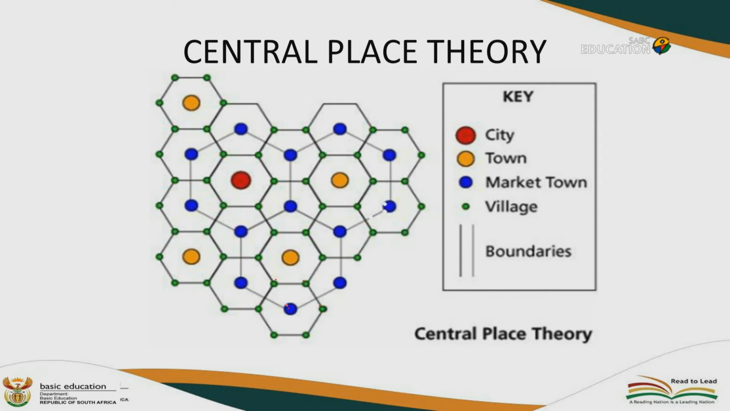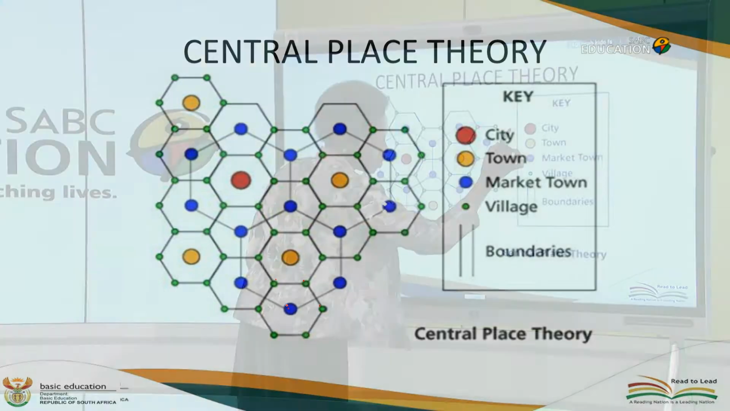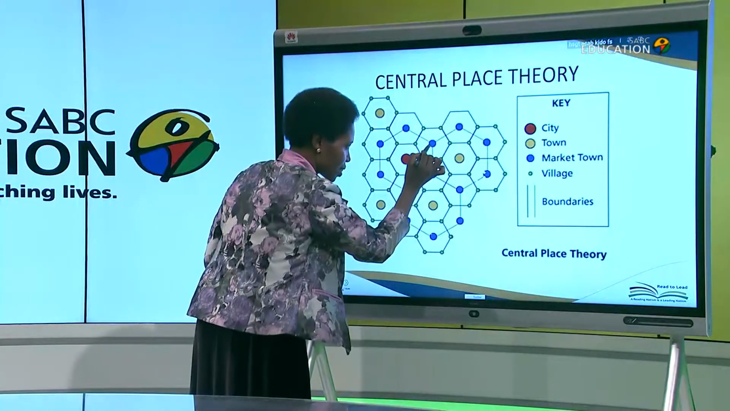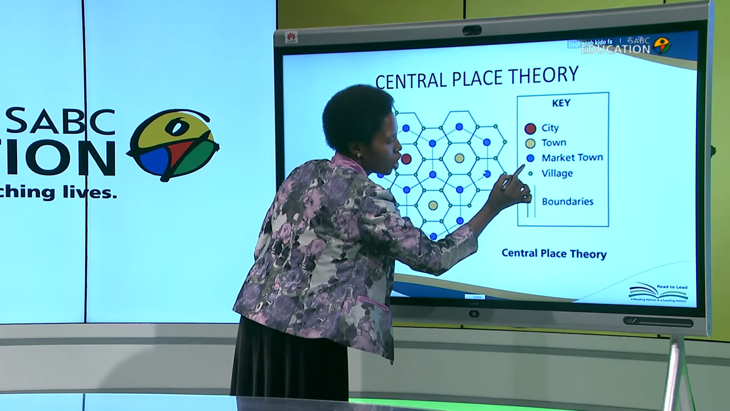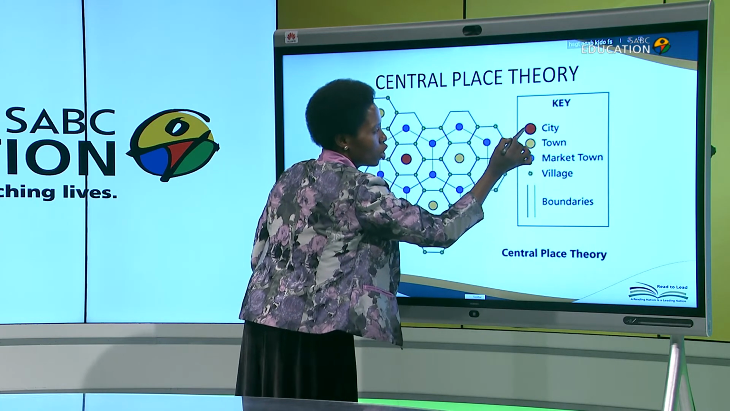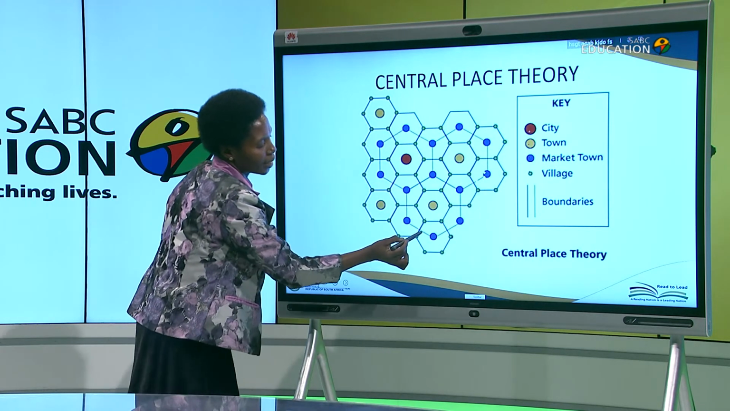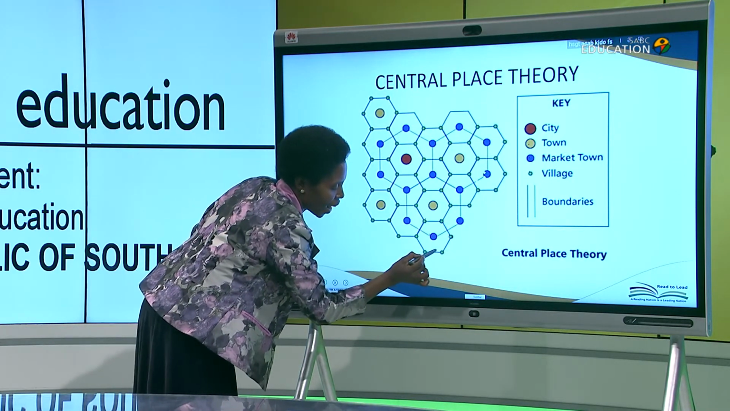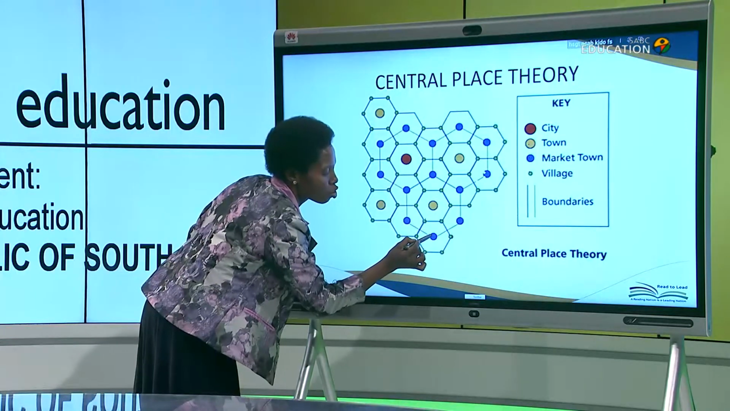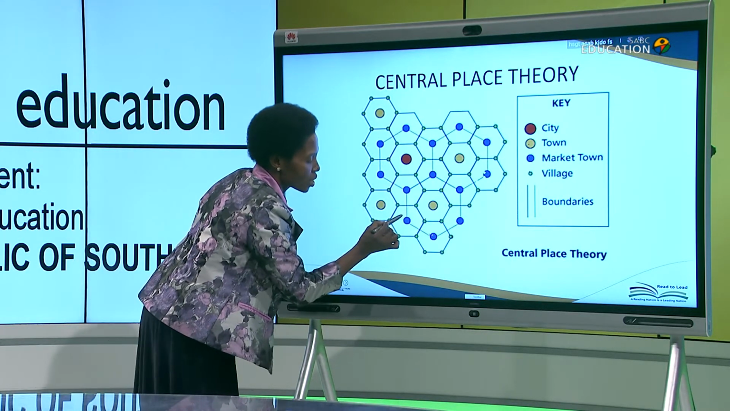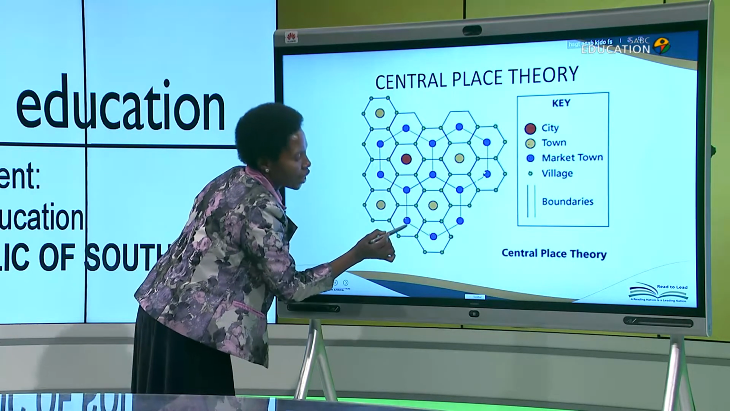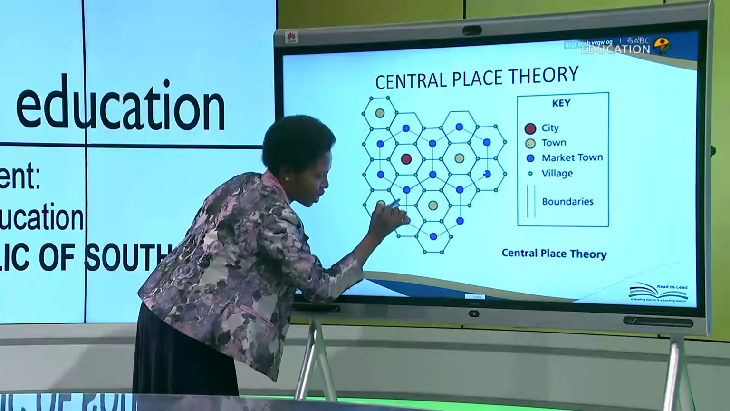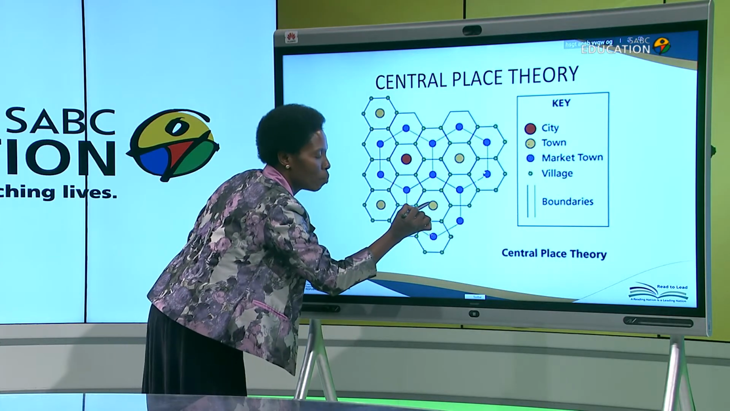So first thing, when you look at this, we do have the key. We have the boundaries, which are these big lines that are here. And then we have a village, a market town, a town, a city. When we look at a central place, all these villages that are around here are supposed to be supported by this one. Those that are on this side are supported by this one. If they don't get what they look for here, if you see these boundaries that are here, these ones will be able to come.